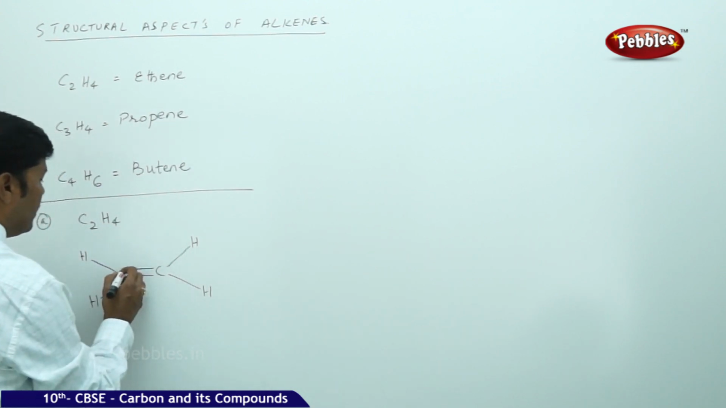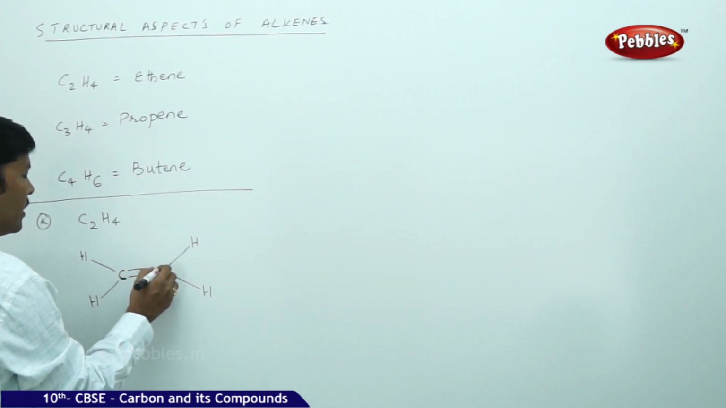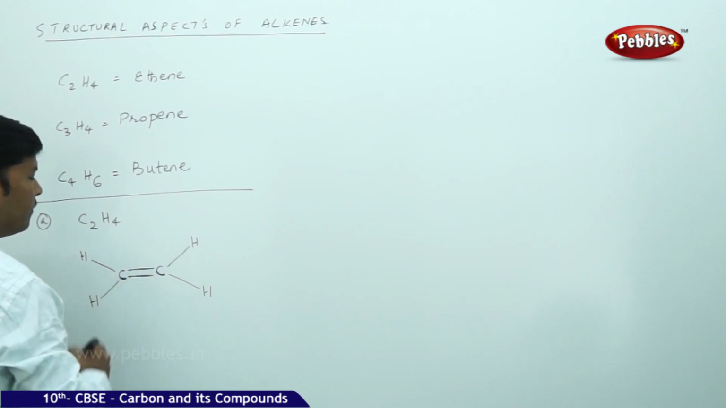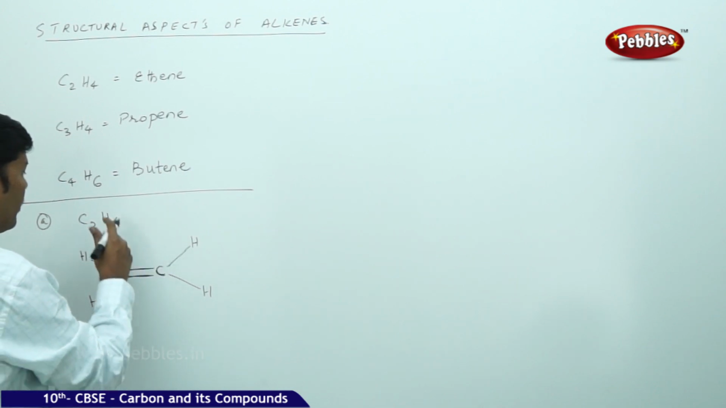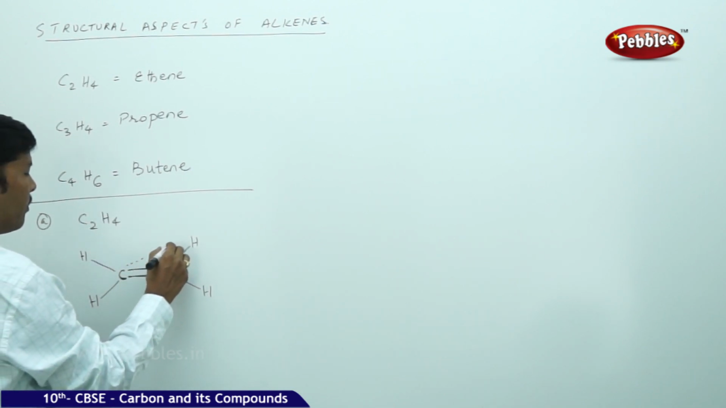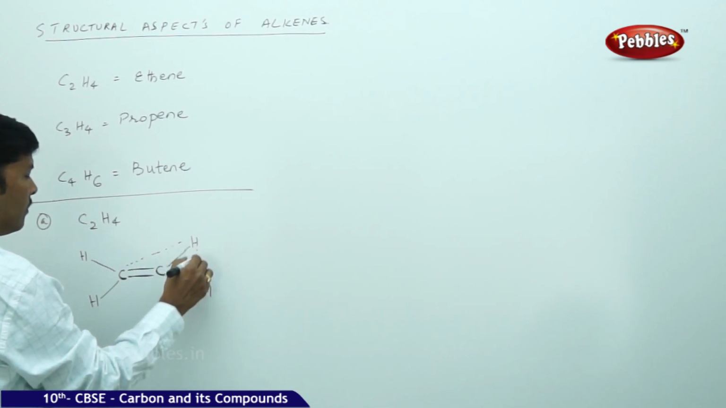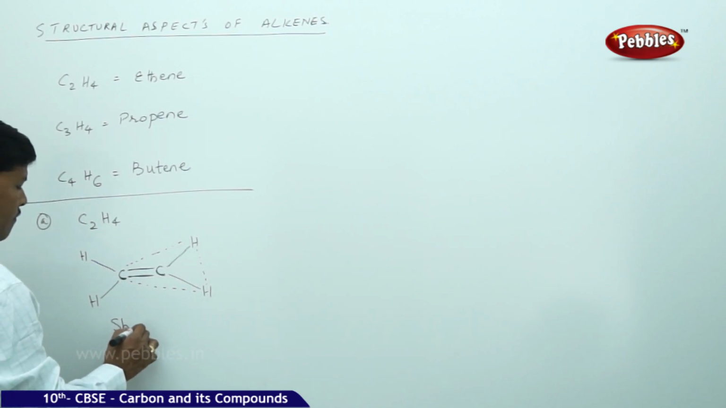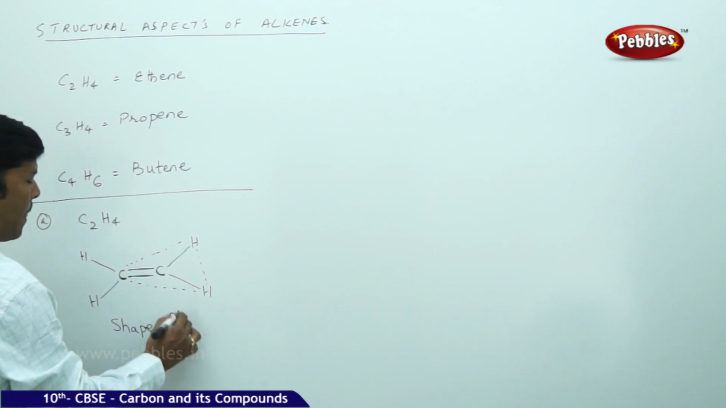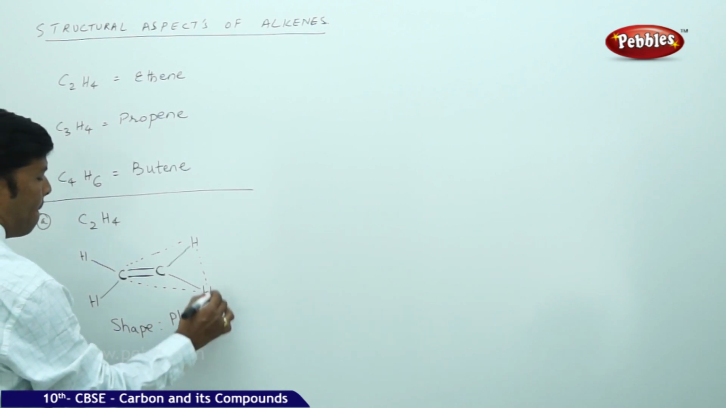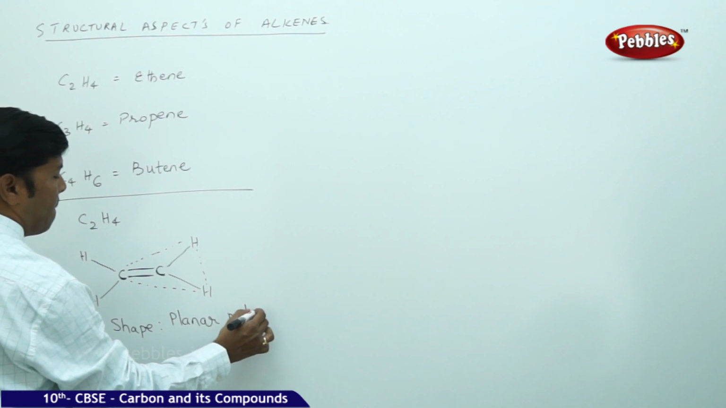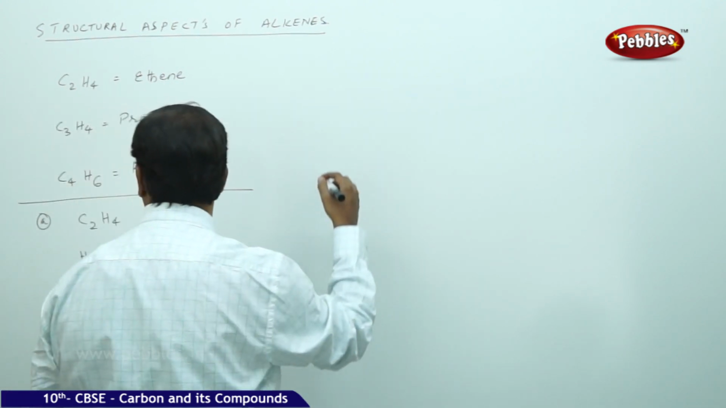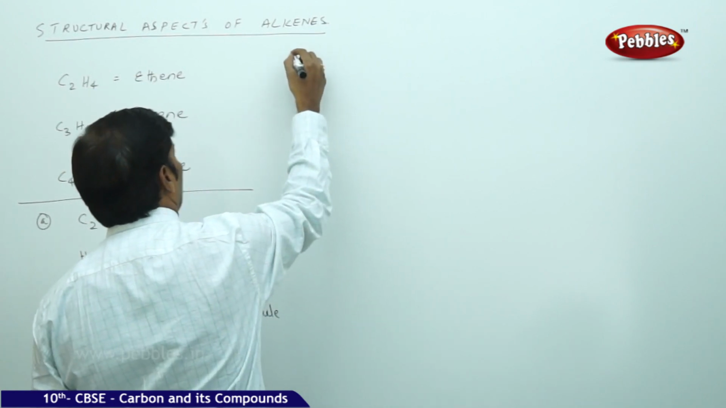What you are noticing here is that between 2 carbons there is a double bond. That's why it's an alkene. If you take the shape of the C2H4 molecule, yes, it's a planar molecule. The shape is planar.